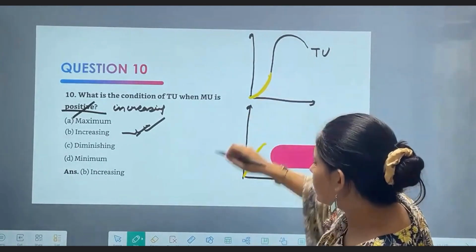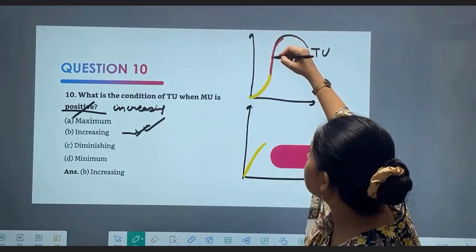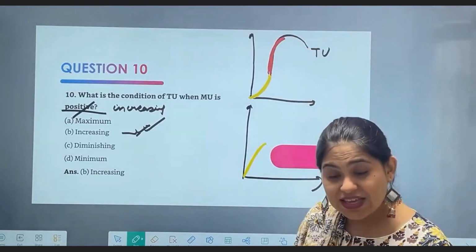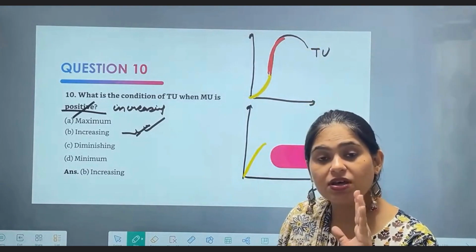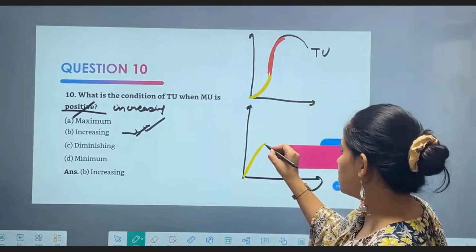Then it is also increasing, but now it is increasing at a decreasing rate. How do I know? Ma'am, it is concave. So increasing means slope has to be positive values at a decreasing rate. That means slope has to decrease, but positive.